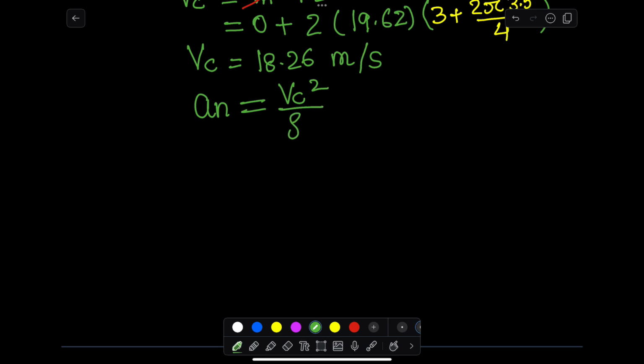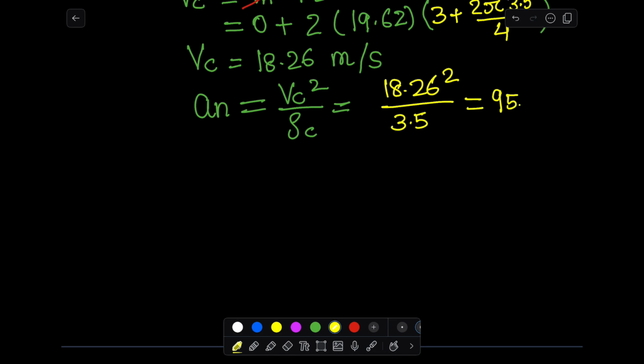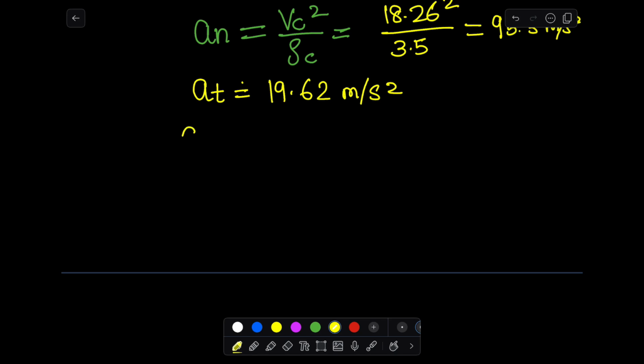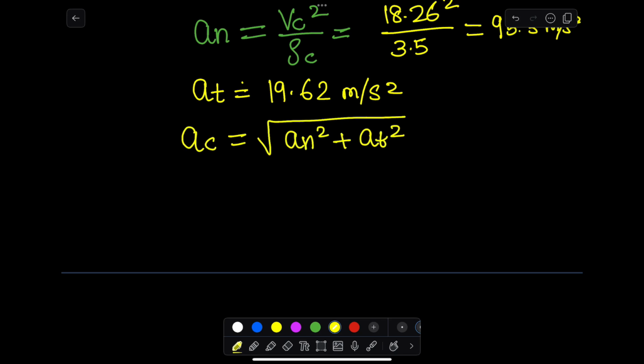Now you have the velocity and you can calculate the normal direction acceleration. So 18.26 square upon 3.5 will be 95.3 meter per second square. The at will be the same because it was uniform, as mentioned in the problem. So I will write at is equal to 19.62 meter per second square. Here the total acceleration can again be written as the square root of an square plus at square.